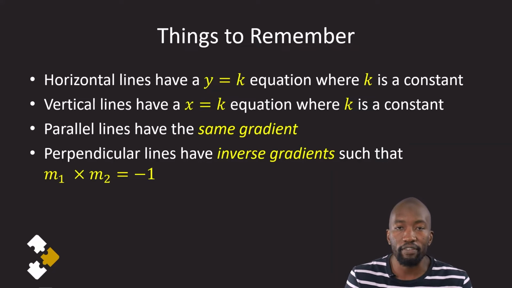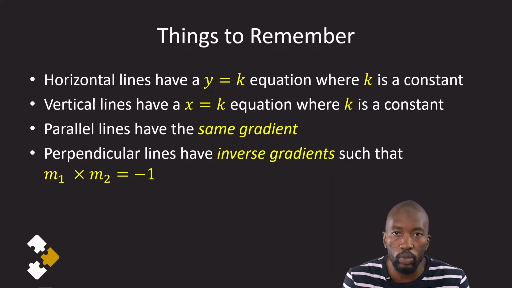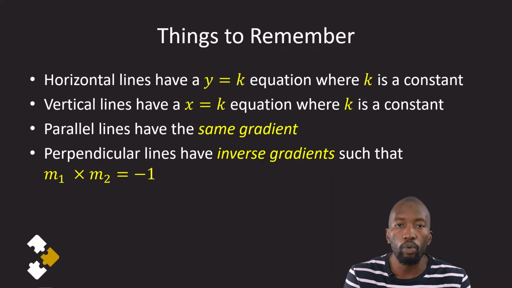Then parallel lines have the same gradient. Perpendicular lines have inverse gradients such that m1 multiplied by m2 is equal to -1. So this just means whenever you have lines being perpendicular to each other, if you multiply their gradients, this will give you -1.